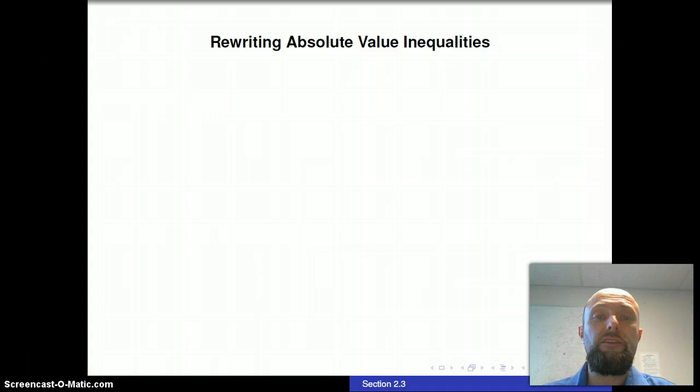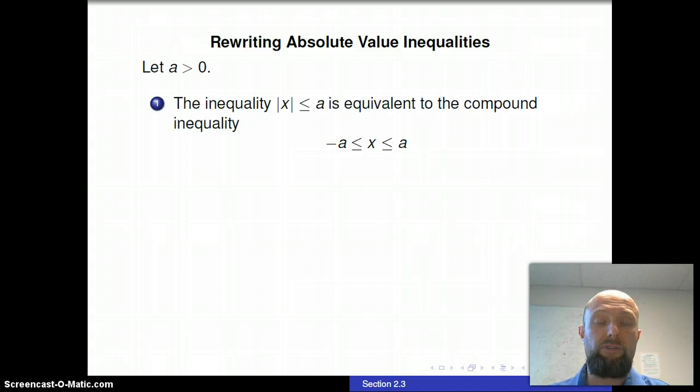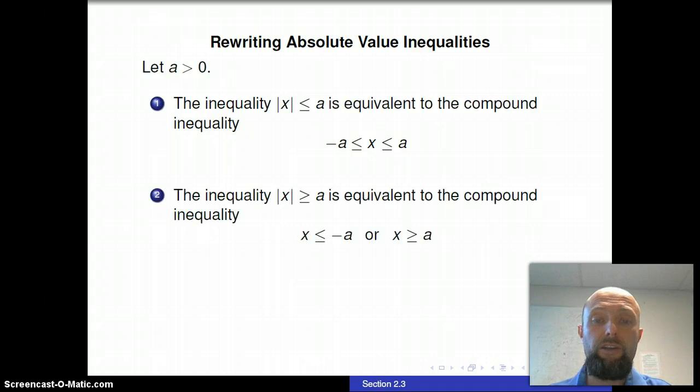We can generalize this to get a strategy on how to rewrite absolute value inequalities. If a is a positive number, then the inequality absolute value of x is less than or equal to a is equivalent to the compound inequality negative a is less than or equal to x is less than or equal to a. The inequality the absolute value of x is greater than or equal to a is equivalent to the compound inequality x is less than or equal to negative a or x is greater than or equal to a. Similar rules are true for less than and greater than.